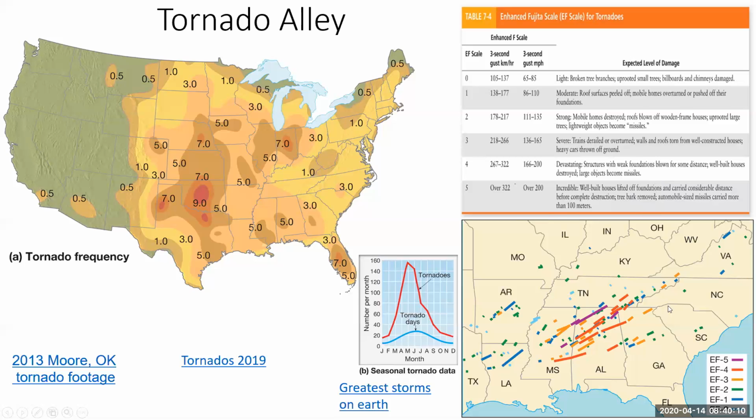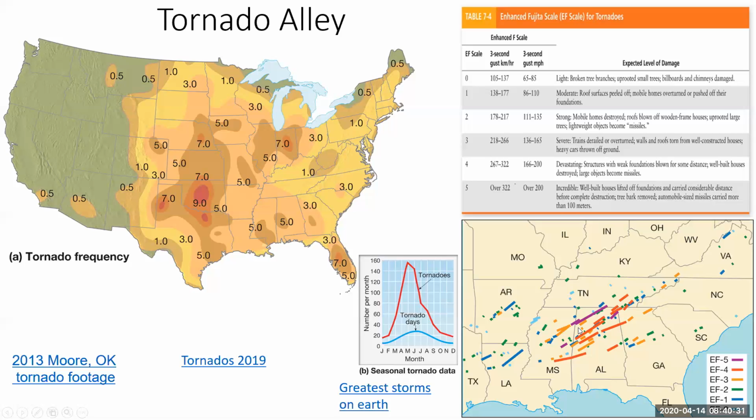Now, if you look at the map again, you can see different levels of intensity. This is showing more towards the south, a little bit away from Tornado Alley. But you can see we have some in Tennessee. Tennessee has a large number, and these are the ones that have actually occurred.